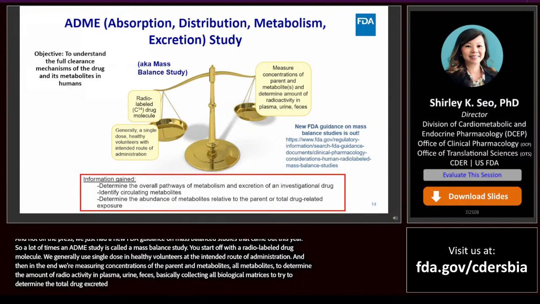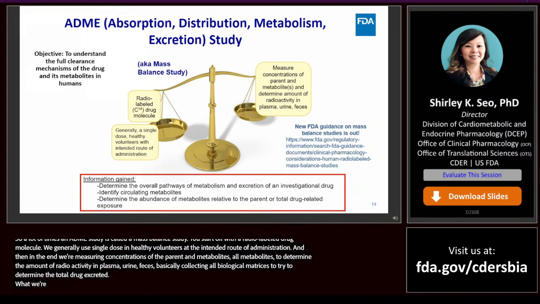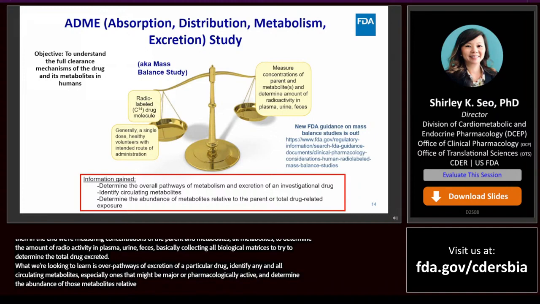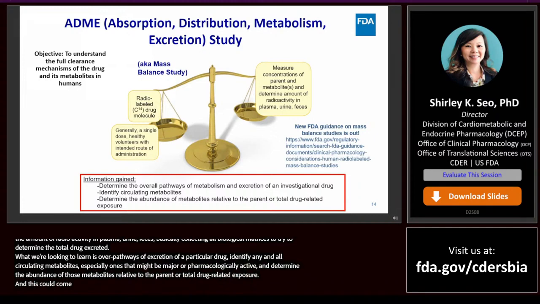What we're looking to learn is the overall pathways of metabolism and excretion of a particular drug, identify any and all circulating metabolites, especially ones that might be major or pharmacologically active, and determine the abundance of those metabolites relative to the parent or total drug-related exposure. And this could come in very important later on in drug development.